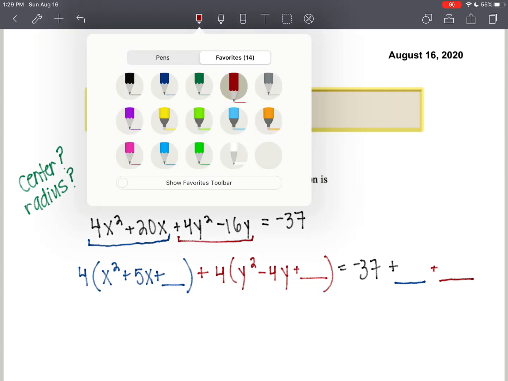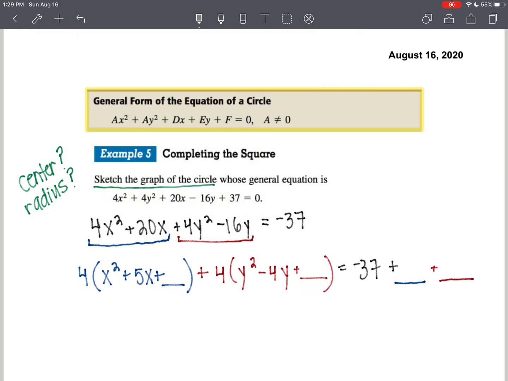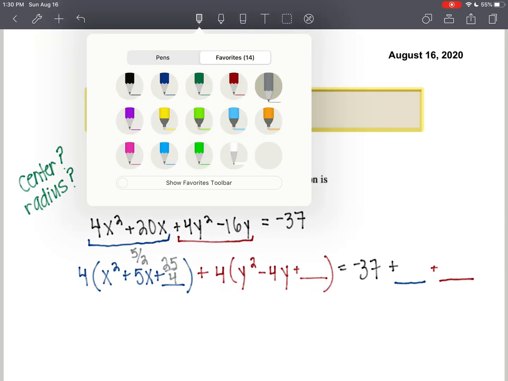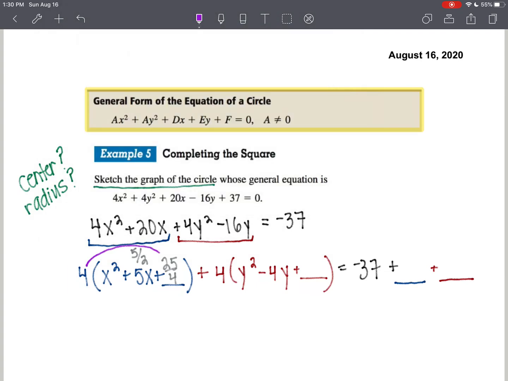So when we complete the square, we take half of the linear term and square it. So half of 5 is 5 halves, and then we're going to square it: 25 fourths. No decimals. Now, what did we just do over here on the left? We didn't add 25 fourths, we added 4 times 25 fourths, so we really added 25. So I'm going to add 25 on the other side of the equation.